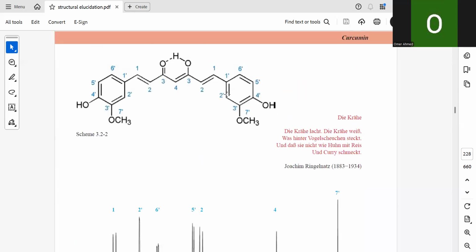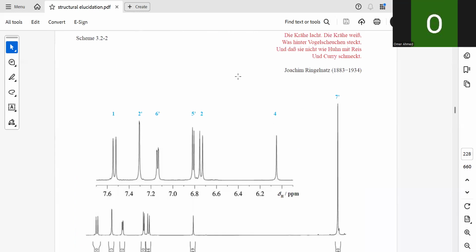This is 2 prime and 6 prime. So this is meta coupling. This is called meta coupling between 2 prime and 6 prime.